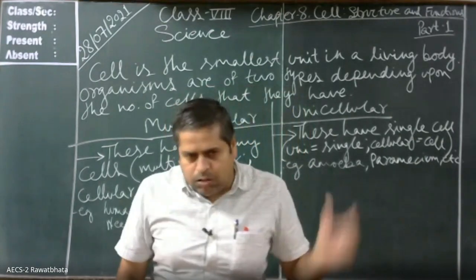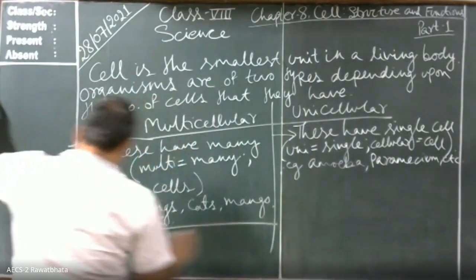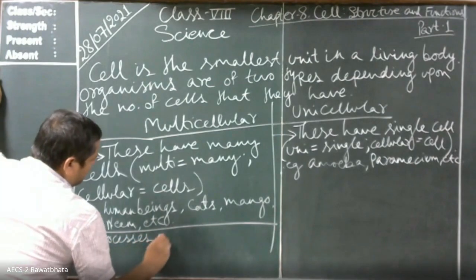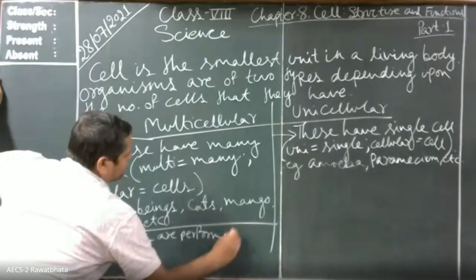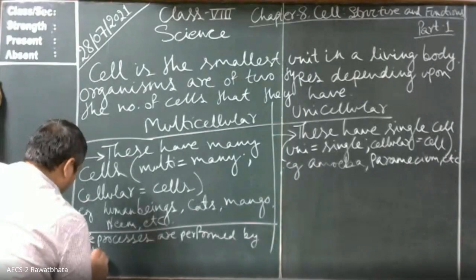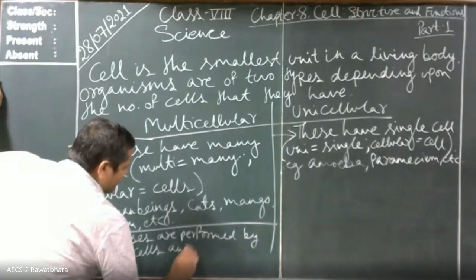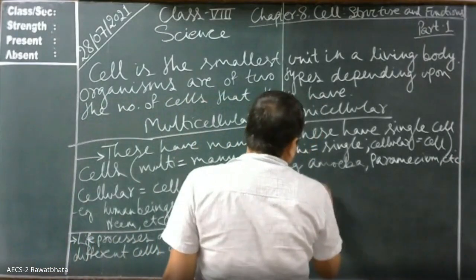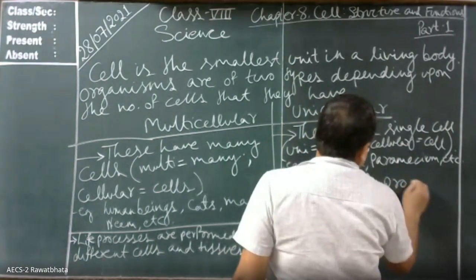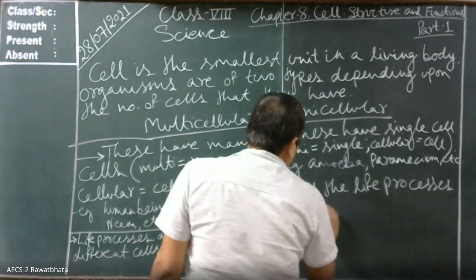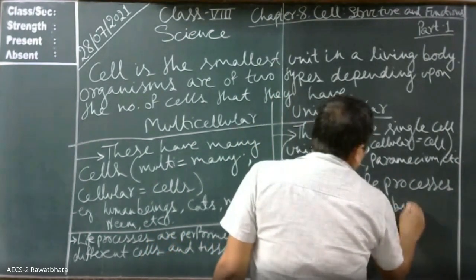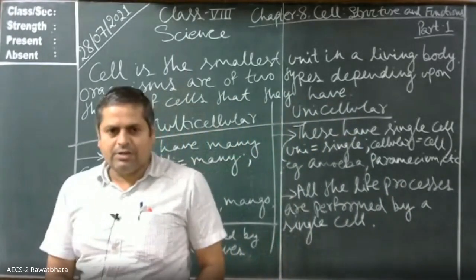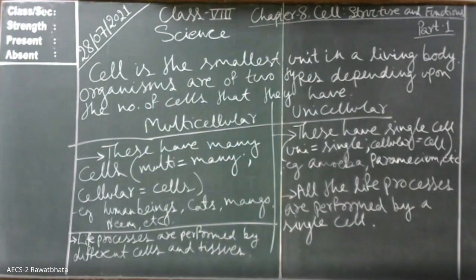Okay, children. So here we will write down, life processes are performed by different cells and tissues, but here all the life processes are performed by a single cell. ठीक है ना, इसीलिए इसको बोलते हैं it is the structural and functional unit of life.